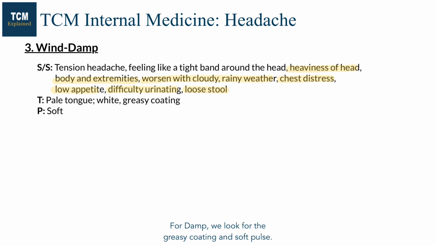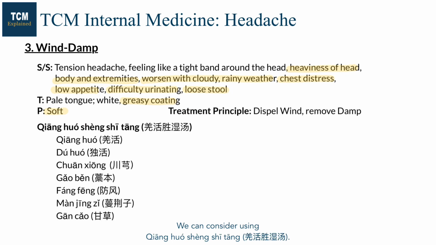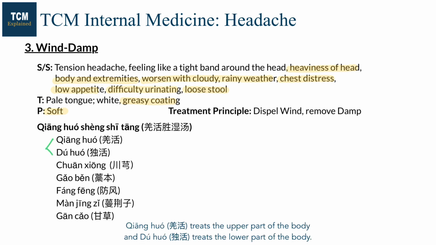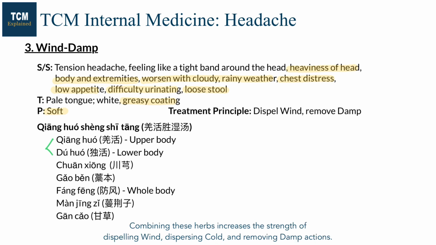For damp, we look for the greasy coating and soft pulse. Treatment principle is to dispel wind and remove damp. We can consider using 羌活胜湿汤. This formula is originally for wind, damp, painful obstruction, causing headache and body ache. 羌活 treats the upper part of the body, and 独活 treats the lower part of the body. We learned that Fang Feng is known to dispel wind and stop pain in the whole body. Combining these herbs increases the strength of dispelling wind, dispersing cold, and removing damp actions.